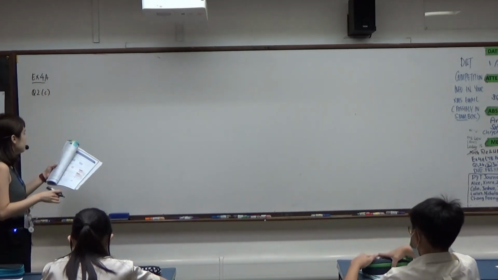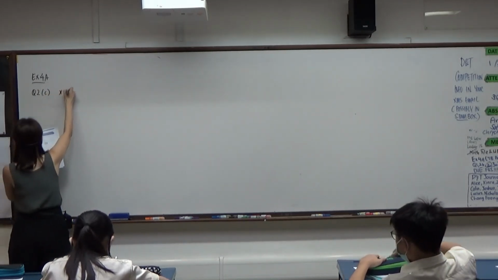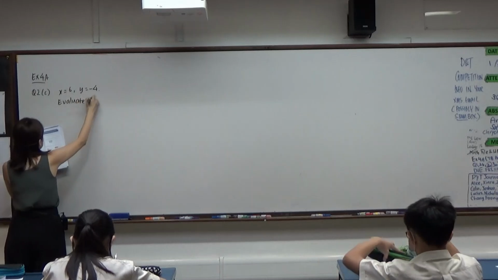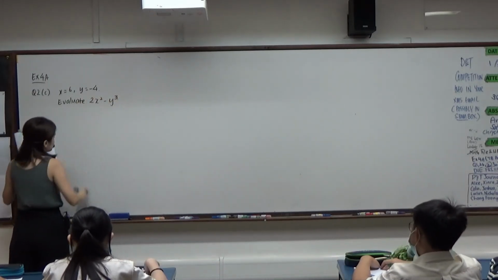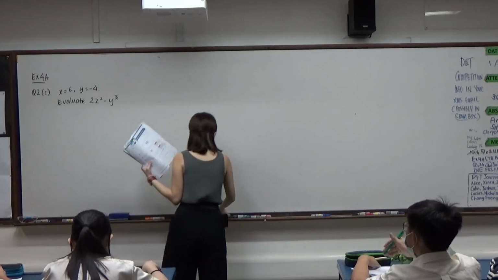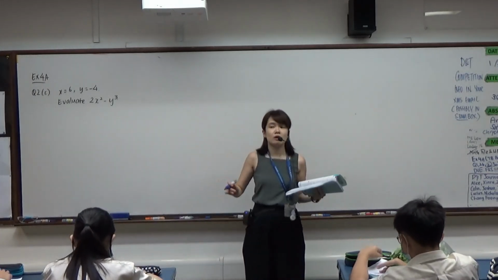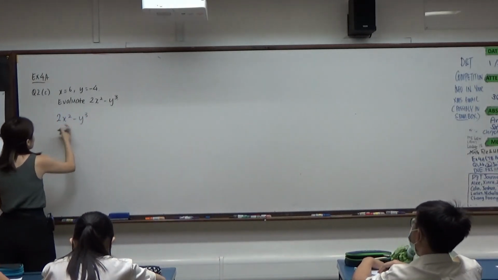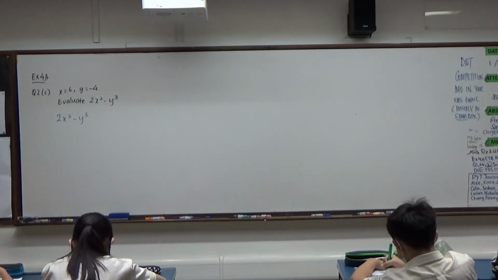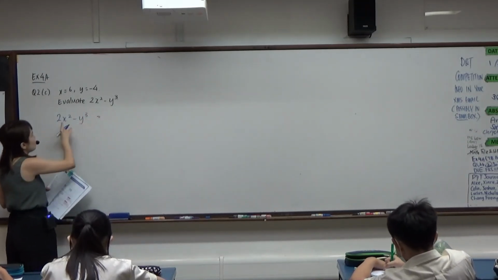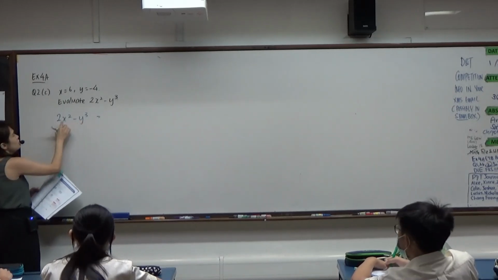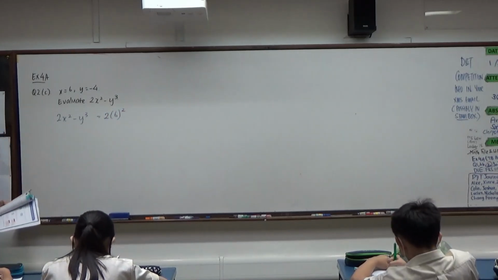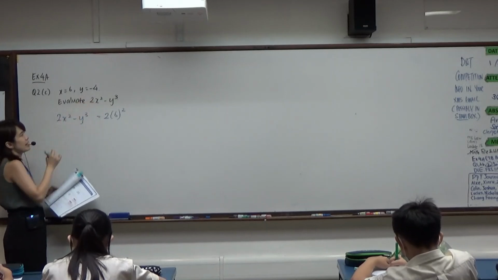Now, question 2C. It says that x equals 6, y equals negative 4, and you need to evaluate, that means to calculate the value of 2x squared minus y cubed. So what I expect to see in your homework are things that I'm going to write in blue. We write down 2x squared minus y cubed first before we substitute in the numbers. That means we replace the letters with the numbers. So x is to be replaced by 6. We will put brackets around it. And for y, it is to be replaced by negative 4.